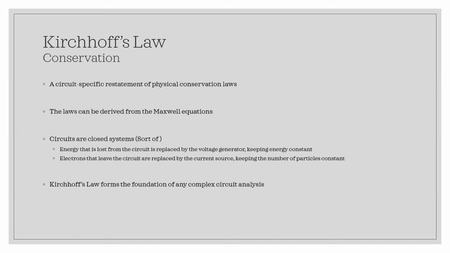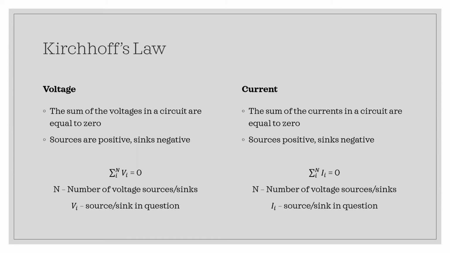And if we do lose a few electrons from our circuit, they're going to be replaced by the current source. Because of this replacement, the number of particles, and therefore the mass of our system, is going to remain constant as well. Because two things are being kept constant, there are two forms of Kirchhoff's law.